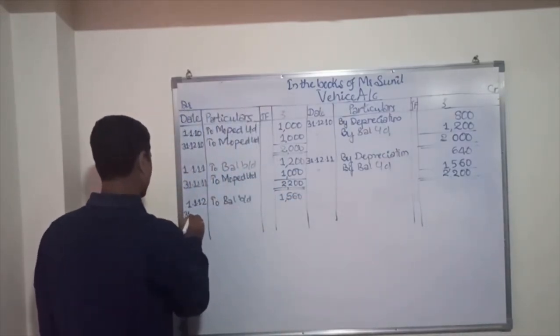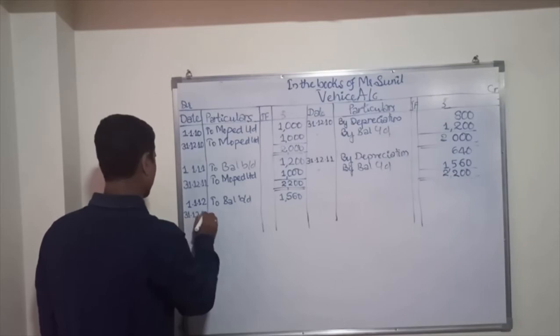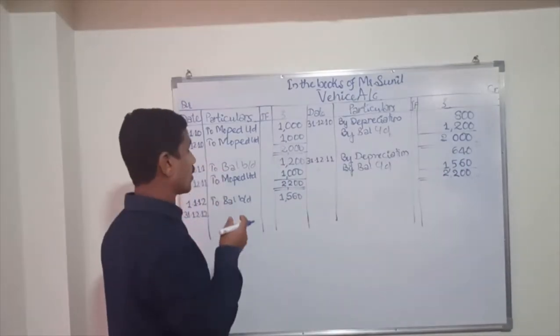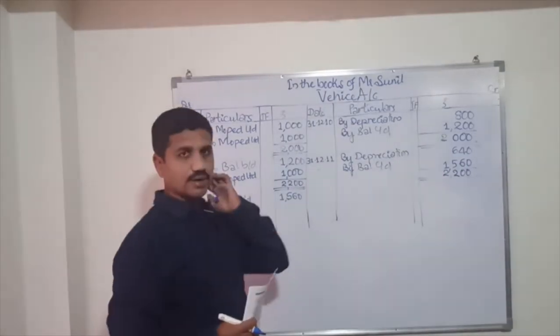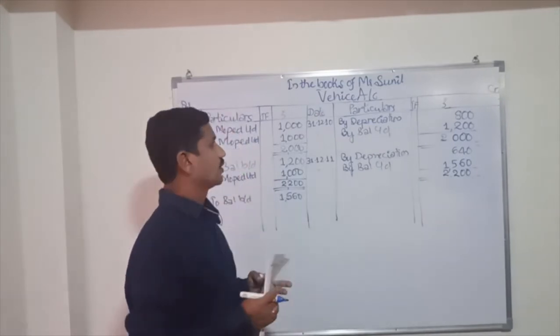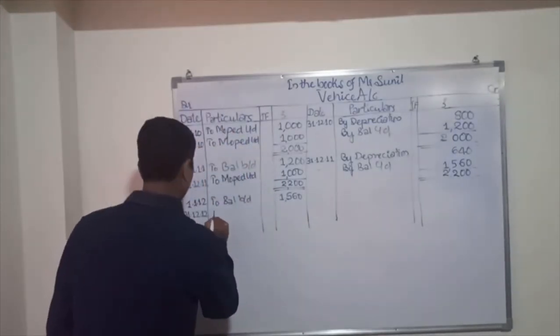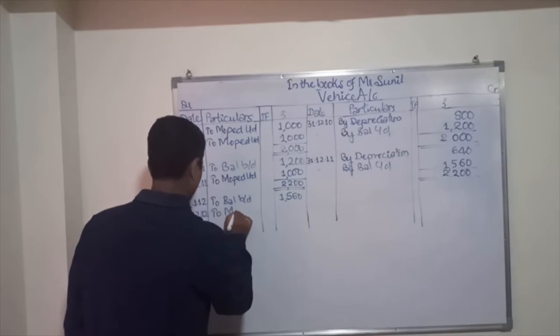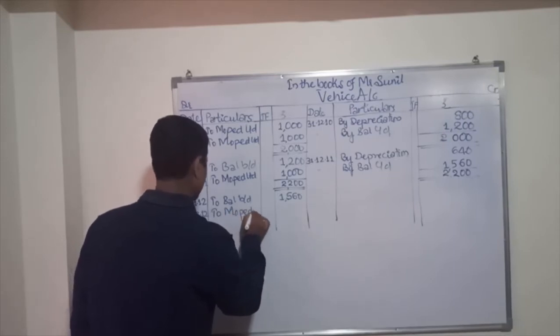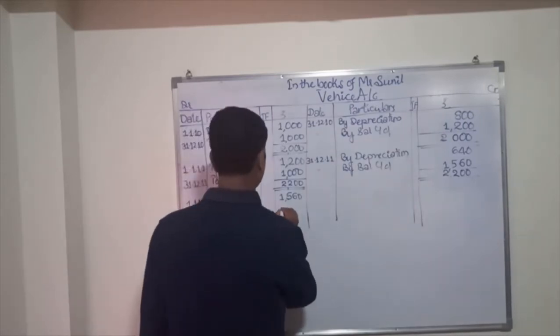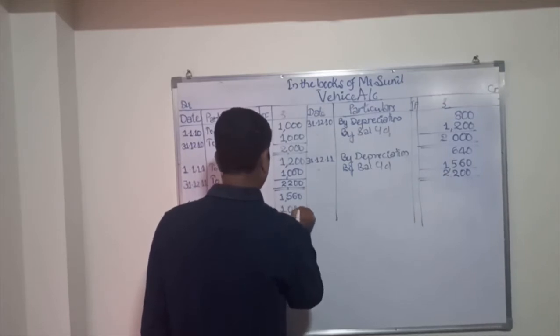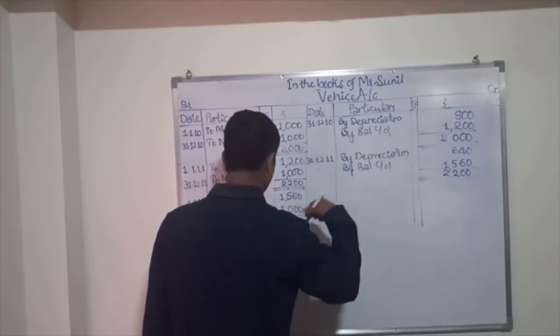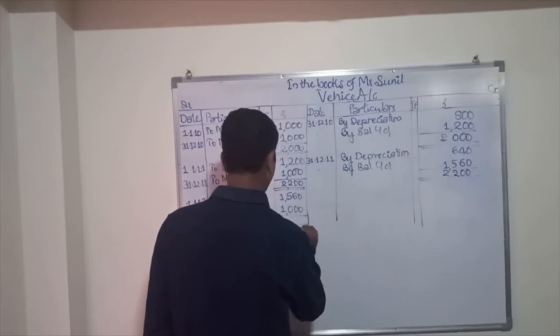On 31/12/2012, the last installment becomes due for payment. Then the journal entry is vehicle account debit, interest account debit to Moped. So to Moped here. Again we should take only the principal part, that is 1000. So now let us take the total here, 2560.